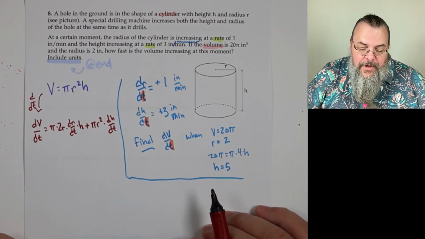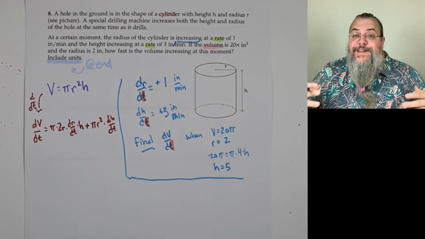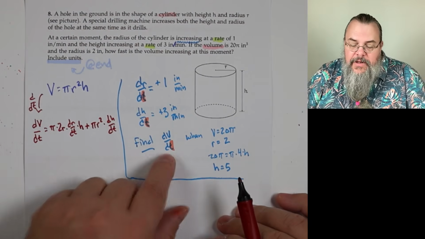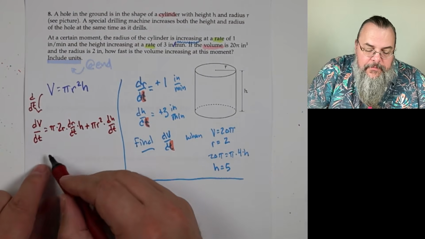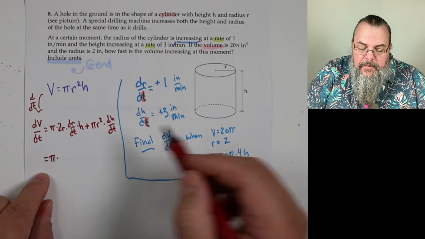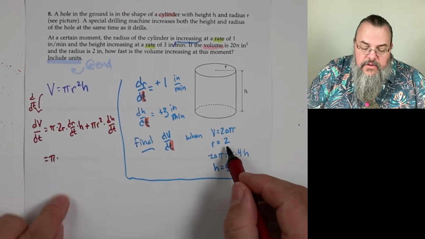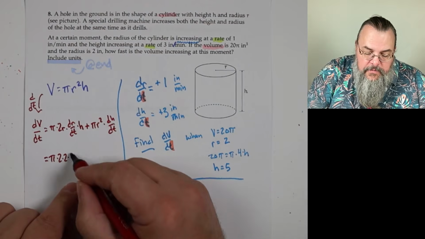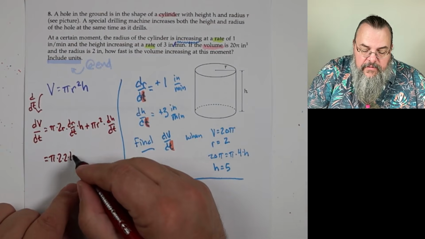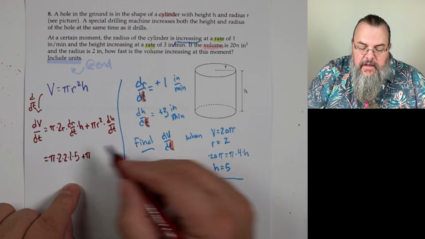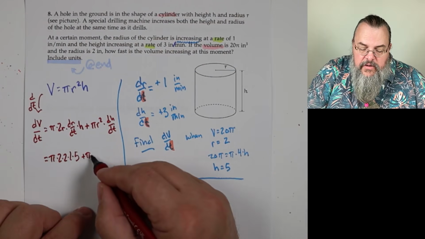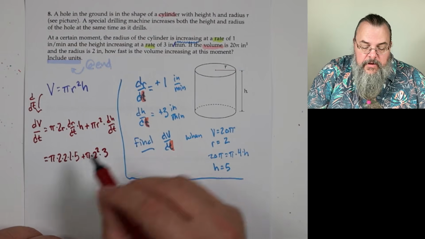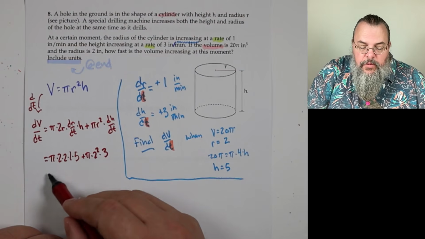Now, what do we do? We'll plug in everything that you know and see what we have left to figure out. We don't know dv dt because if we did, we'd be done. So we don't worry about that. So we have, okay, so this is pi times 2 times r. R is 2, so that's 2 times 2. dr dt is 1, so there's a 1. H is 5, so that's a 5. Plus pi, and then we have r squared, so that's 2 squared, and dh dt is 3. Okay, so 2 times 2 times 1 times 5, that's 20 pi.